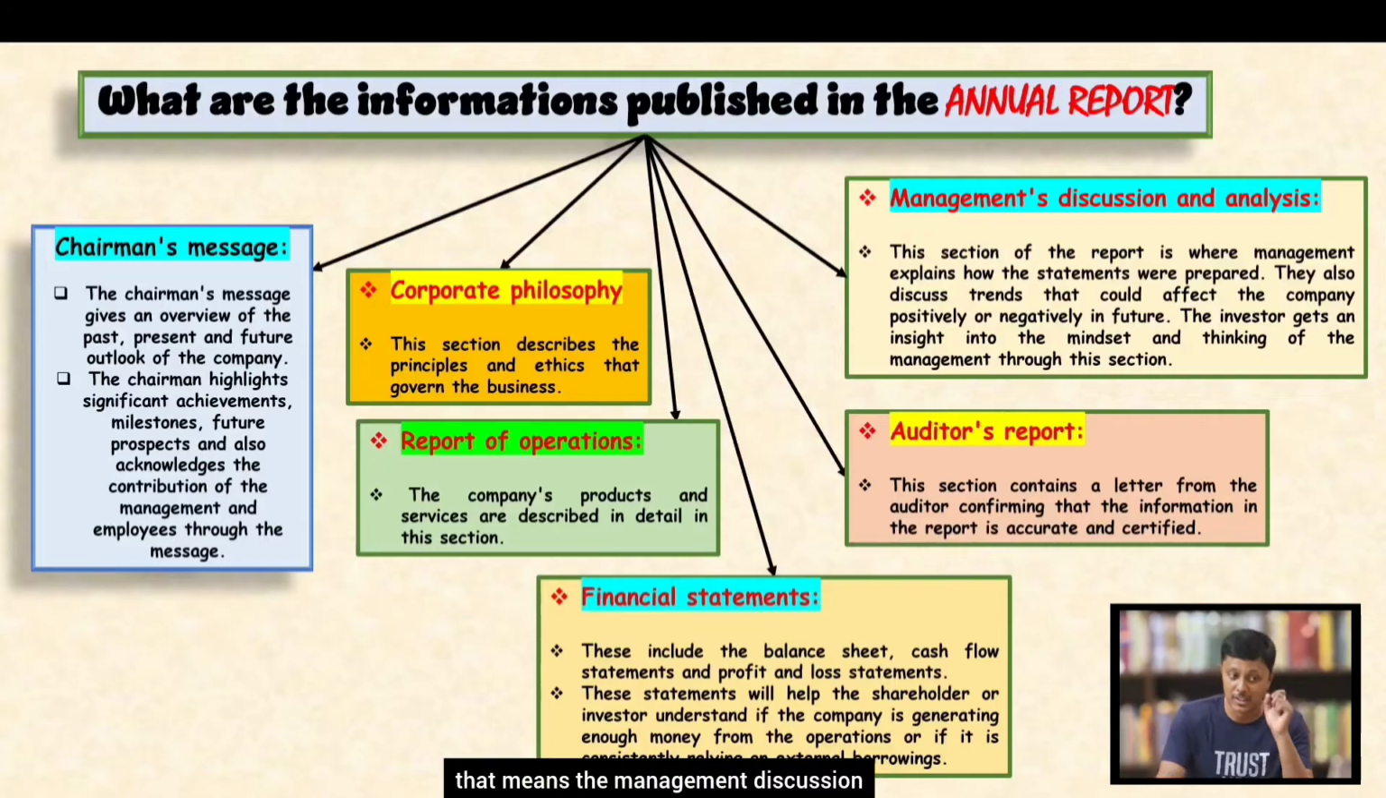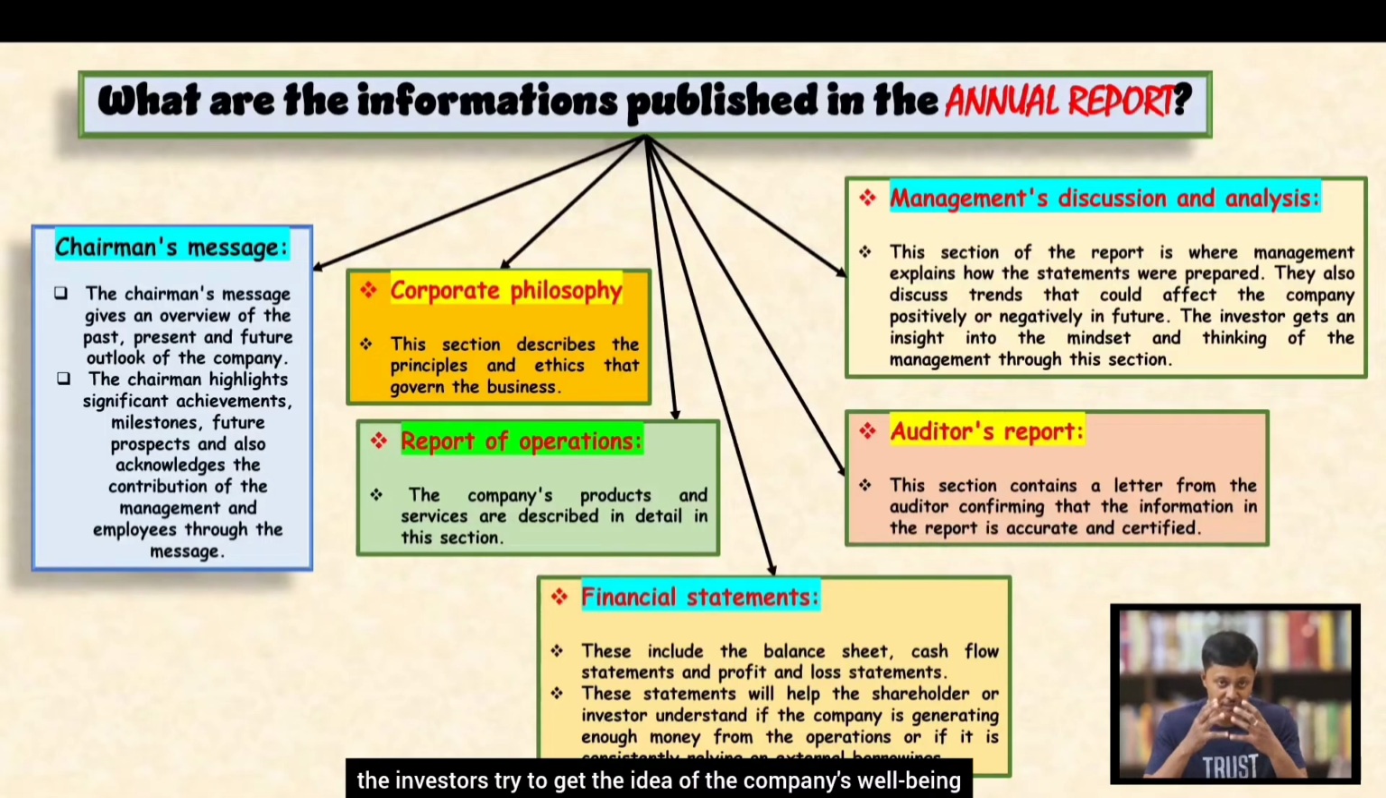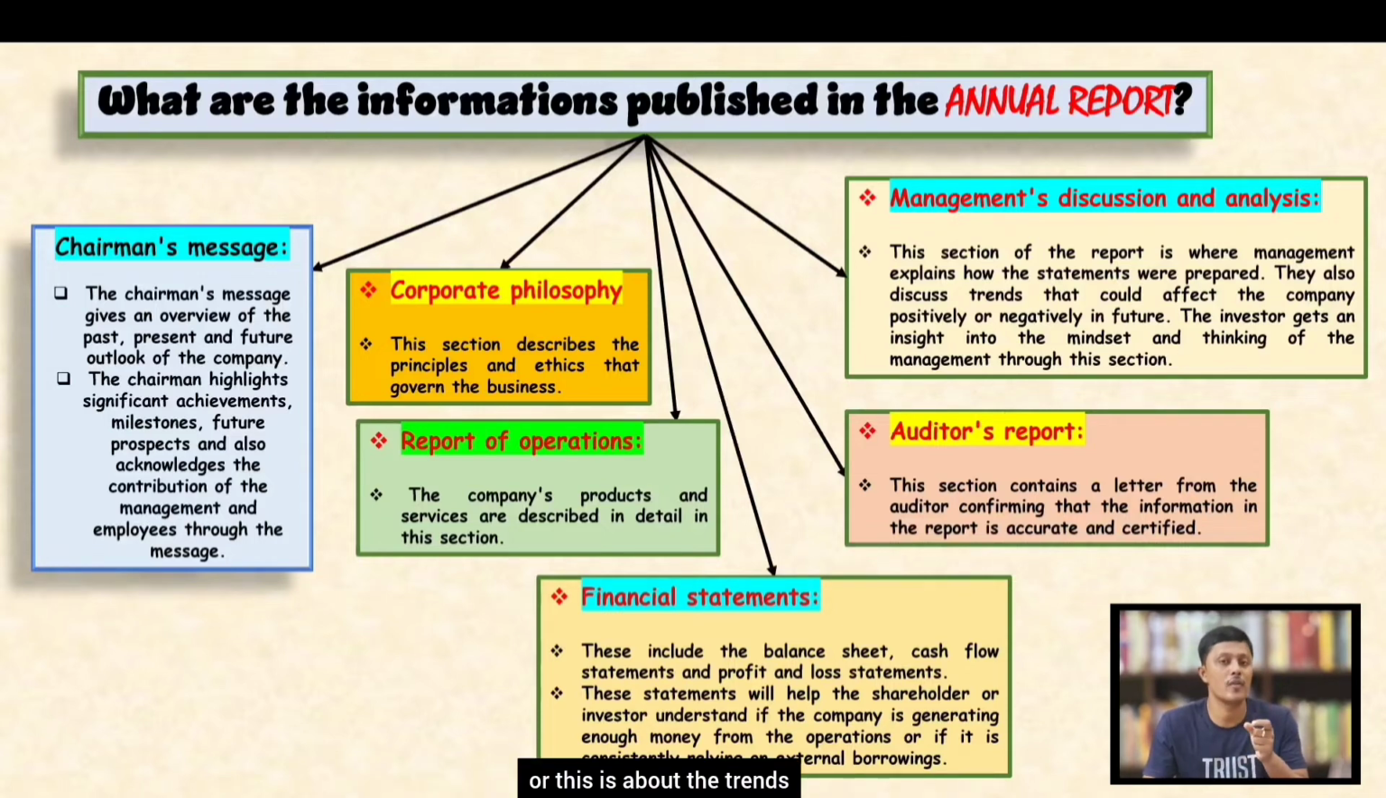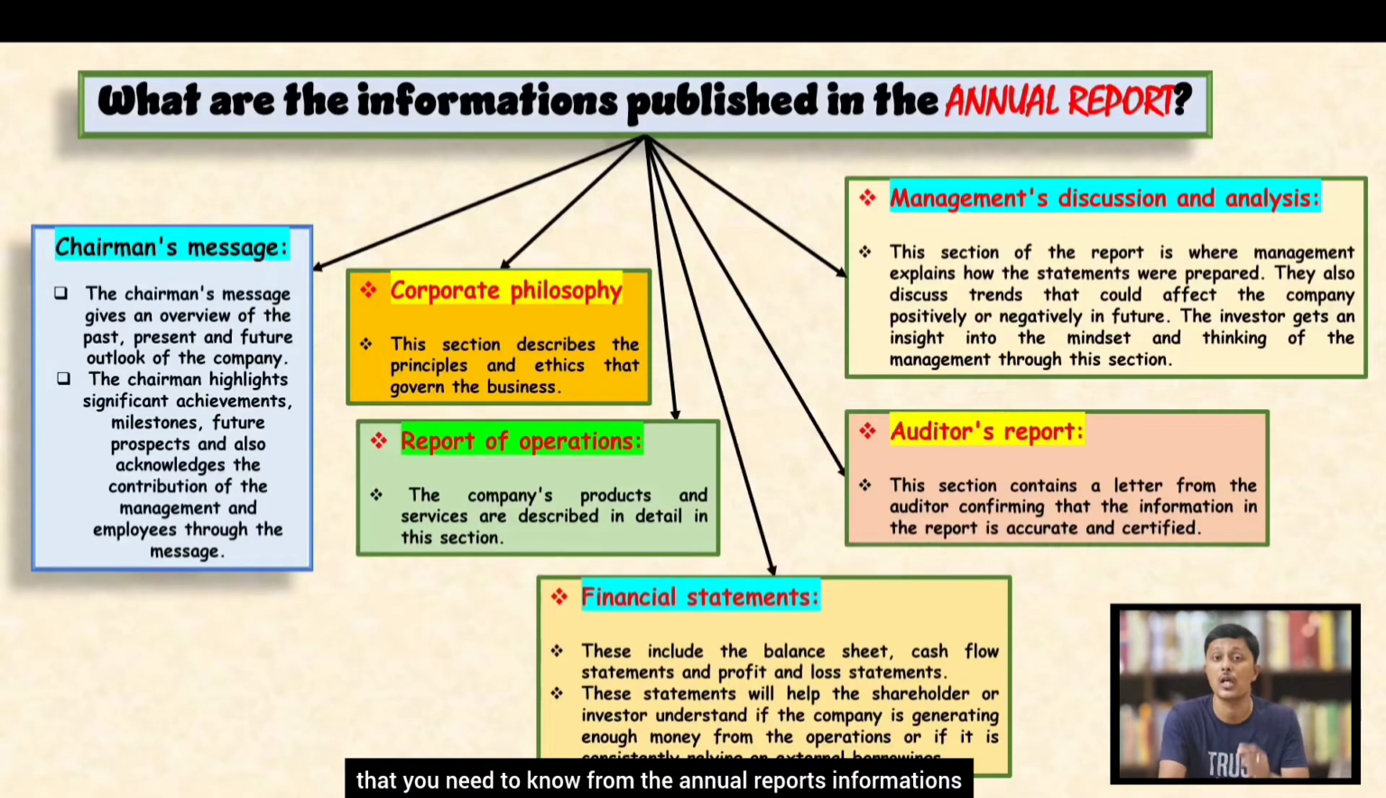So the management discussion and analysis is significant because through this analysis and management's discussion, the investors try to get the idea of the company's well-being, or the trends that could affect the well-being of the company. So these are the factors published in the annual reports, from the beginning: chairman's message, corporate philosophy, report of operations, financial statements, auditor's report, and finally management's discussion and analysis. These are the factors that you need to know from the annual report information.